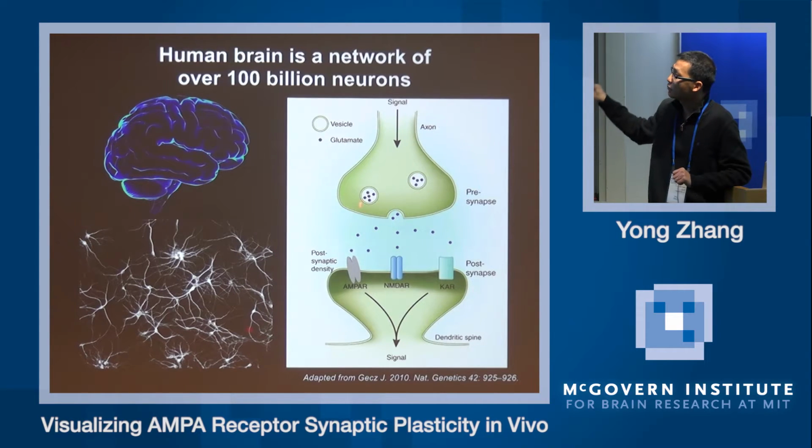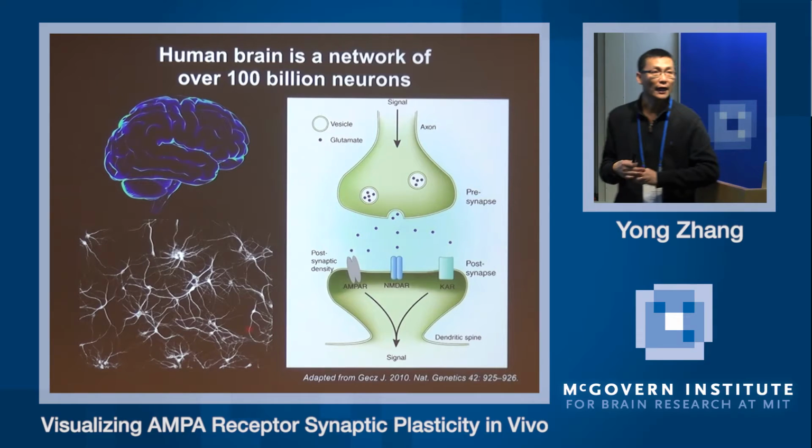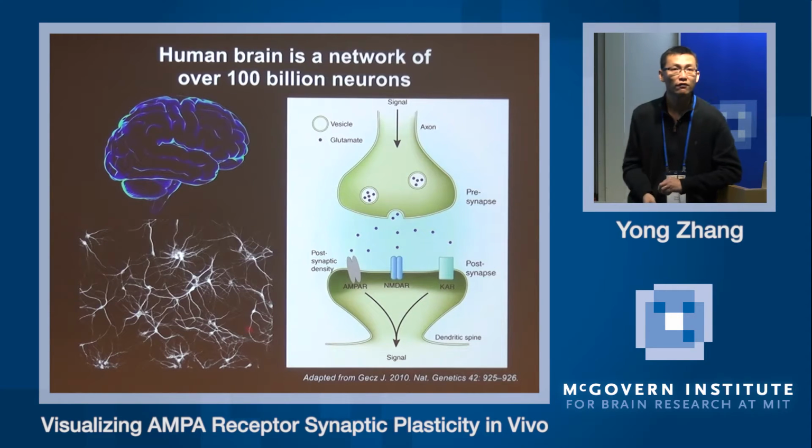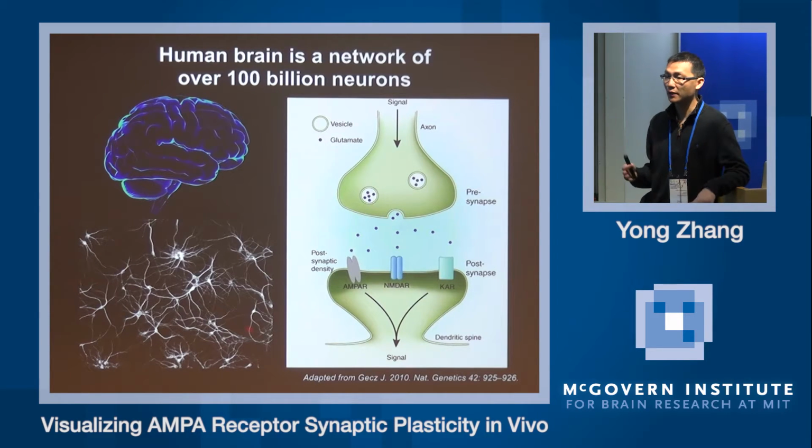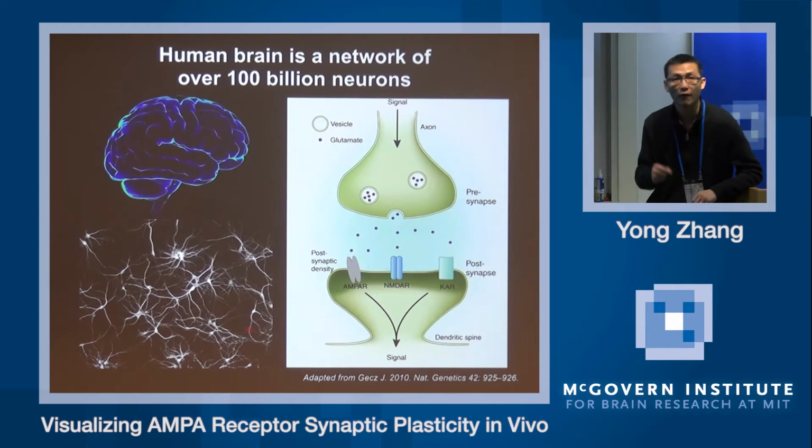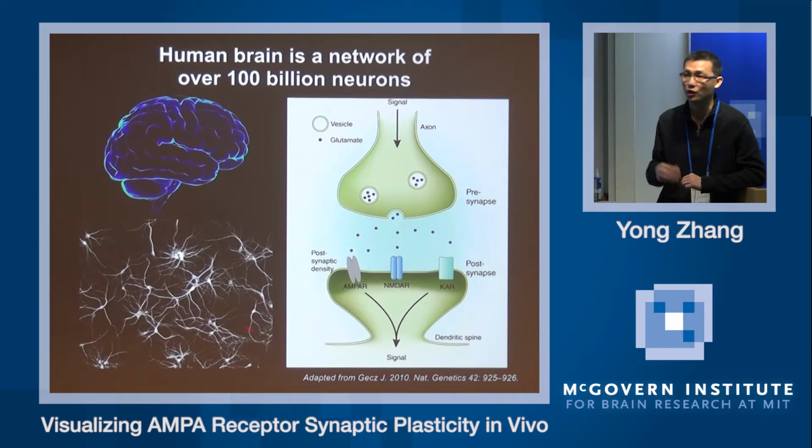For the synapses, the formation and elimination of synapses and the efficacy of the existing synapses are a very dynamic process and can be modified by experience. This dynamic process is called synaptic plasticity. And synaptic plasticity plays a very important role for higher brain functions, such as learning and memory.